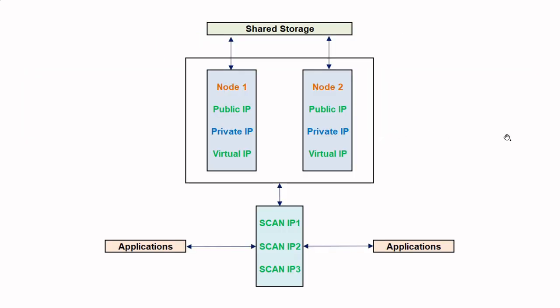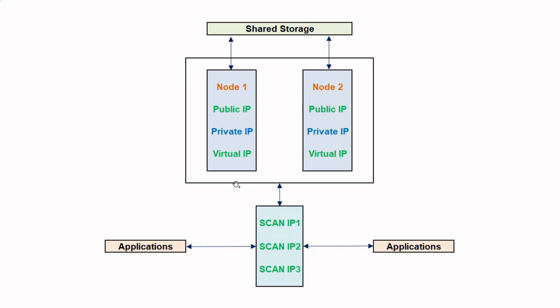Before we understand the IP configuration, I just wanted to show you the diagram. The applications will connect to something called SCAN. You can have one or more SCAN IPs. The maximum is 3, and you can also have just a single SCAN IP. It is not that you have to have 3 SCAN IPs. You can have a cluster with only 1 SCAN IP. That's also fine. Minimum 1, maximum 3.